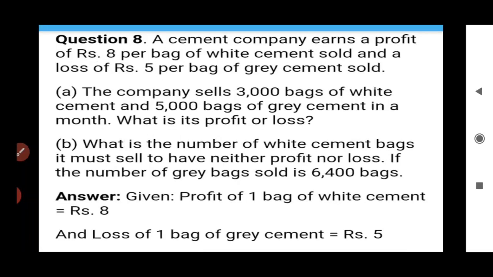Question number 8. That sum is very important. A cement company earns a profit of rupees 8 per bag of white cement sold and a loss of rupees 5 per bag of grey cement sold. Option A: a company sells 3000 bags of white cement and 5000 bags of grey cement in a month. What is its profit or loss? Option B: what is the number of white cement bags it must sell to have neither profit nor loss, if the number of grey bags sold is 6400? Answer. Given: on 1 bag of white cement we get a profit of rupees 8, and on 1 bag of grey cement a loss of rupees 5.